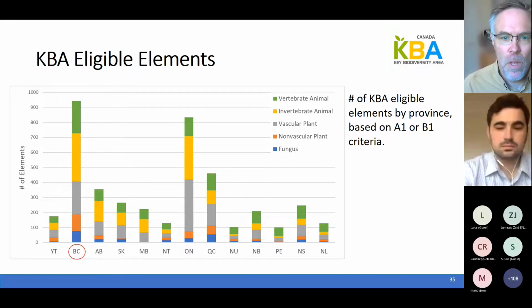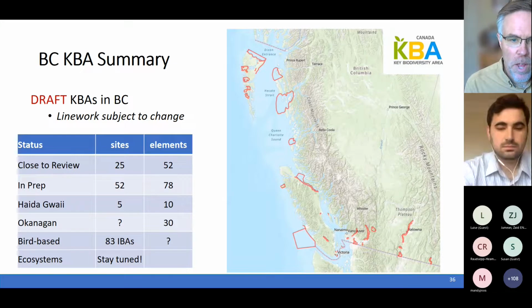Next. So looking at where we're at within the effort, work started in 2020 on the identification and delineation of KBAs within BC by my predecessor, Riley.